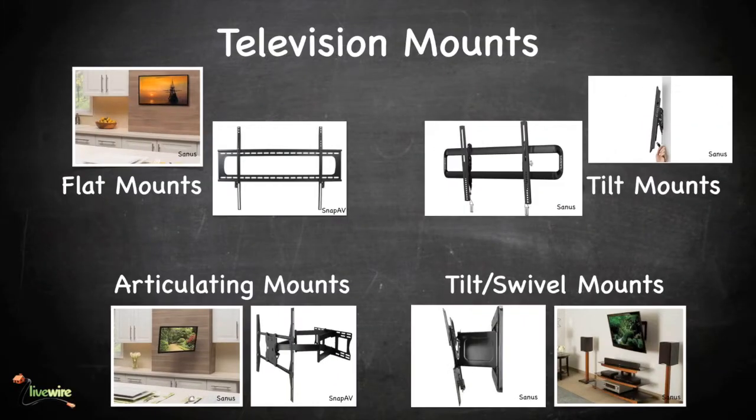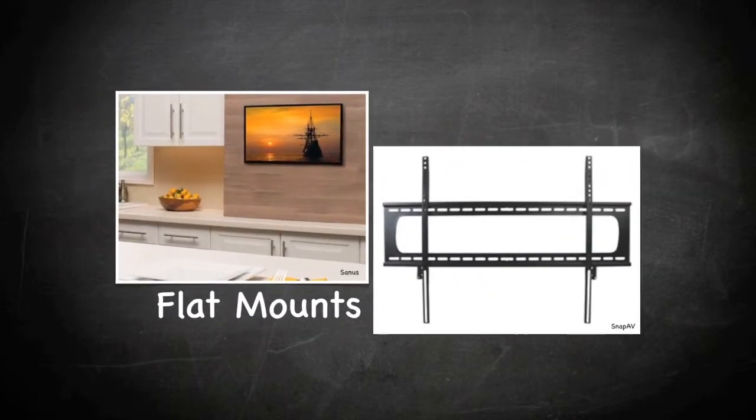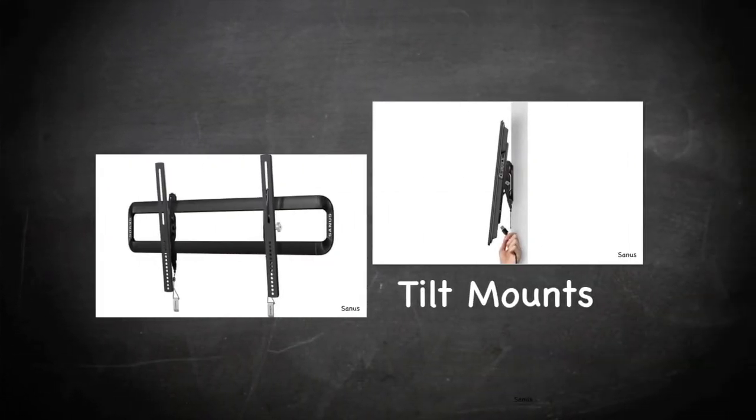There are 4 types of television mounts that you may use when installing a television: flat mounts, tilt swivel mounts, and articulating mounts. The flat mount is the simplest and least expensive of the mounts. It allows the television to be hung flat against the wall. There are no angle adjustments available with this type of mount. Tilt mounts allow a television to be installed flat against the wall while also allowing the TV to tilt upward or downward. This type of mount is helpful if you are installing the television higher on the wall and need to tilt the television downward for better viewing.